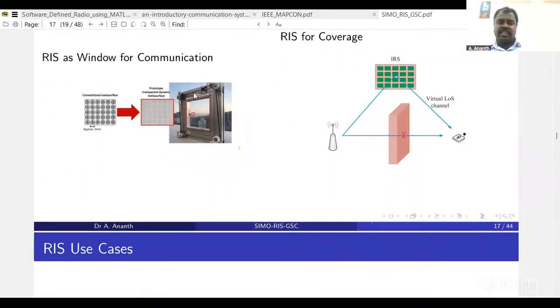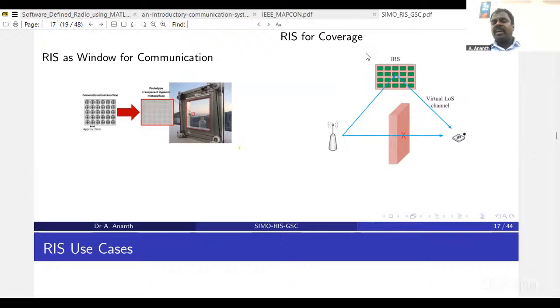As I told, for refraction, you can deploy it on a window, and whatever electromagnetic waves come in can propagate through it so that users inside the home can have proper coverage and connectivity. This is another example, RIS for coverage. So you have a wall which is blocking the signal propagation from this access point to this mobile phone.